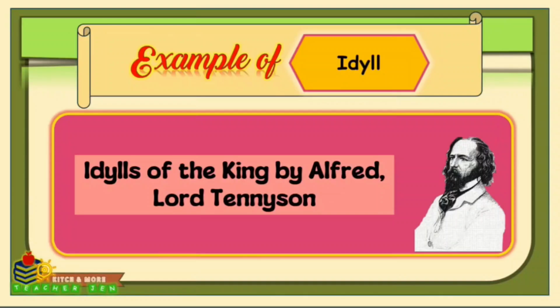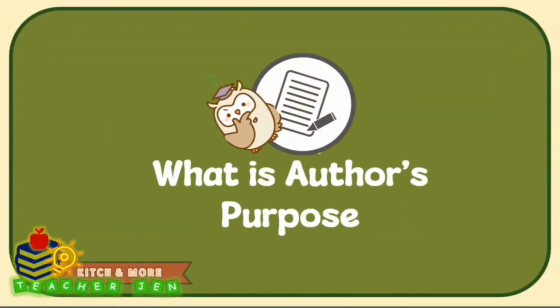This collection of poems tells the story of King Arthur and his Knights of the Round Table, focusing on themes of chivalry, honor, and beauty of the Arthurian legend. Though it explores a heroic and legendary story, the poems maintain a focus on idealized ideals of virtue and noble character. Now let's talk about the author's purpose.